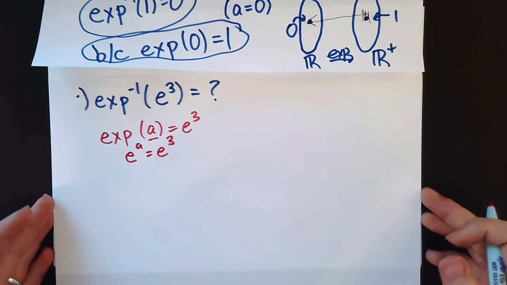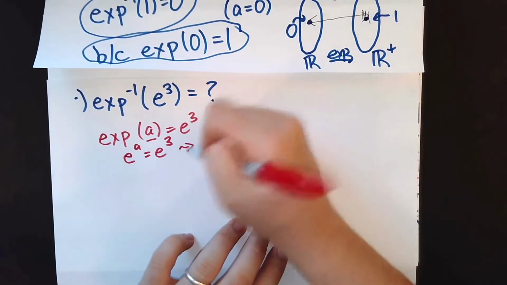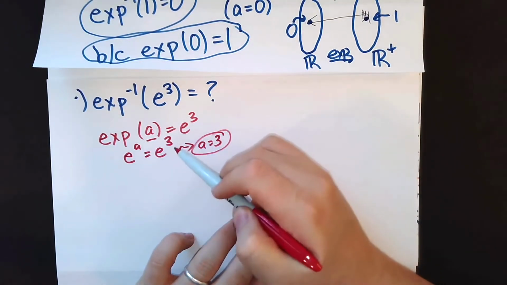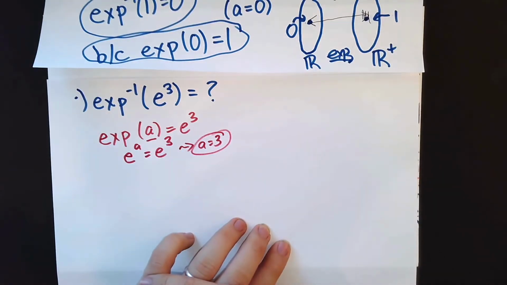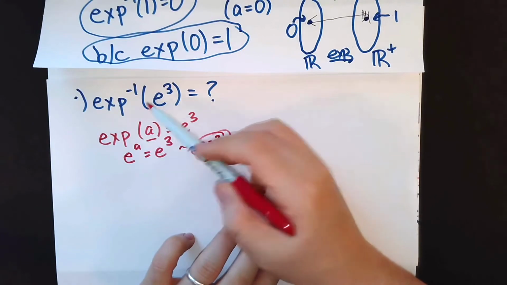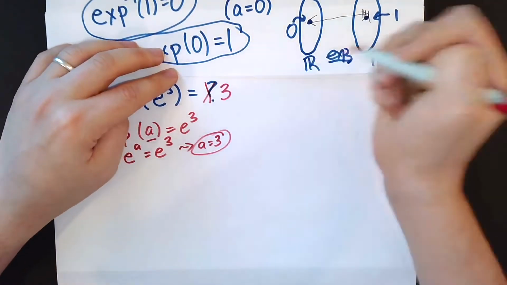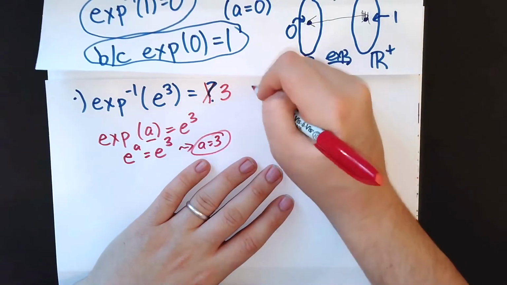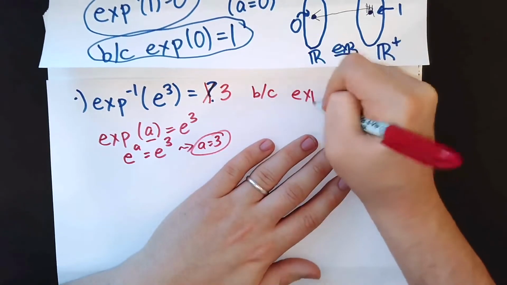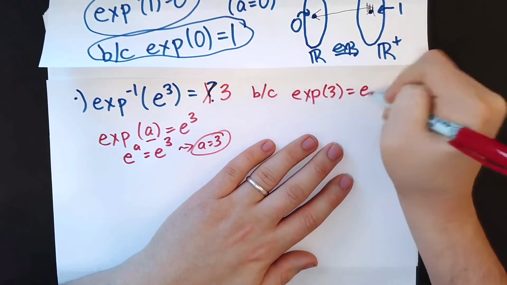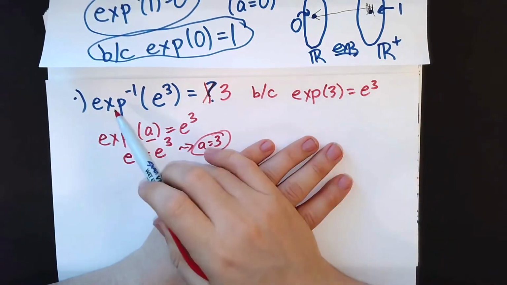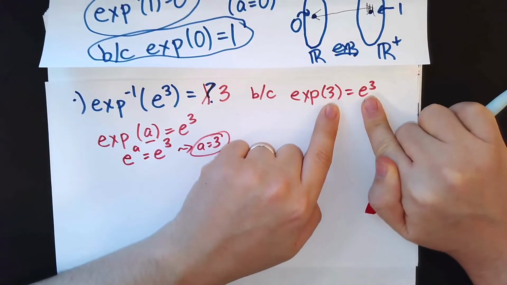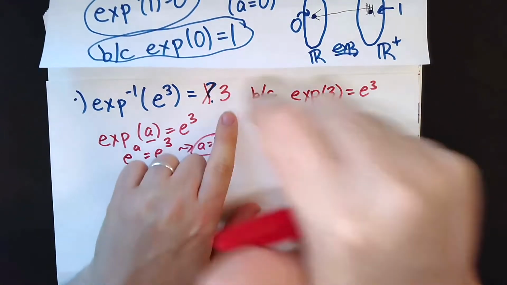Now, I hope this isn't too mysterious. The A here is 3. The power I have to raise e to in order to get e cubed is the third power. So exp of 3 is e cubed, so exp inverse of e cubed is 3. And again, the reason why exp inverse of e cubed is 3 is because exp of 3 is e cubed. All the inverse is doing is swapping the inputs and outputs. So here I had an input of 3 and an output of e cubed, whereas here it's exactly the opposite. I have an input of e cubed and an output of 3.